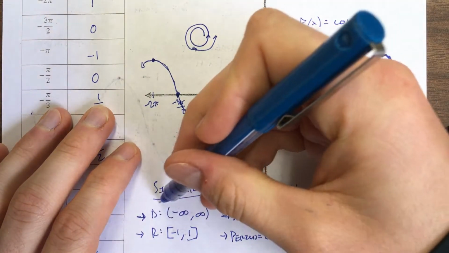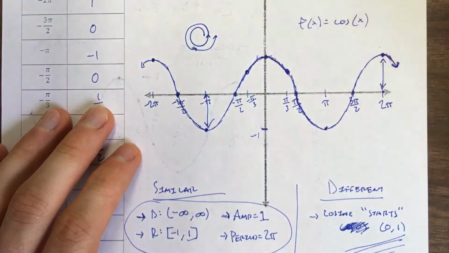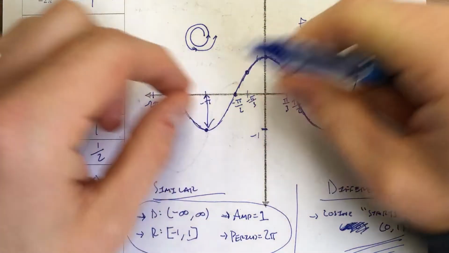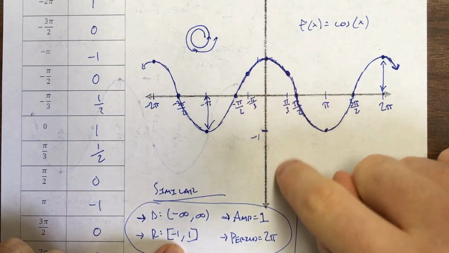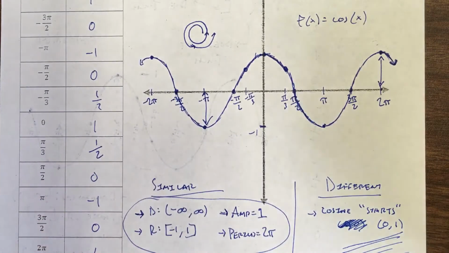So notice here, the similarities: the domain and range, it's going on forever in both directions. Its lowest value is -1, its highest value is 1. The amplitude stayed the same, the period stayed the same. They're very similar functions, but almost shifted, if you will. And we're going to explore that more in the coming weeks.